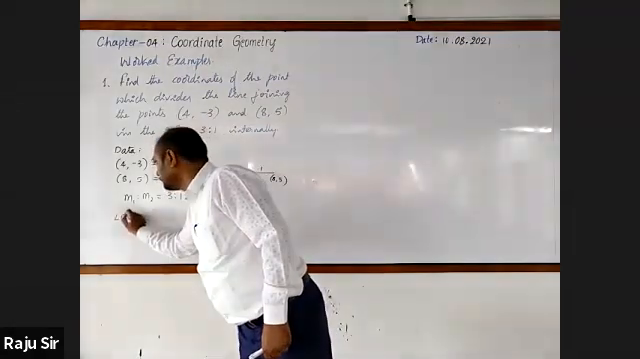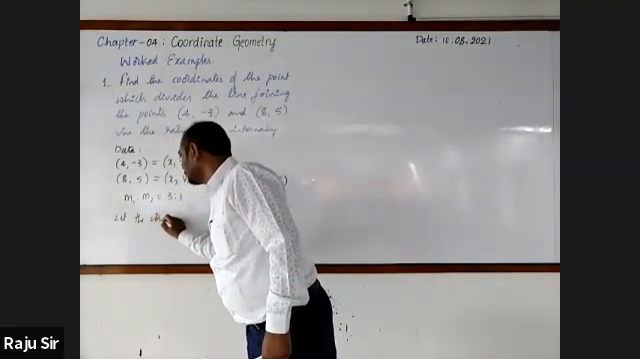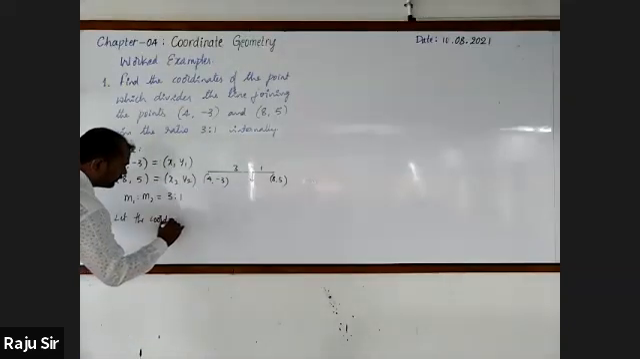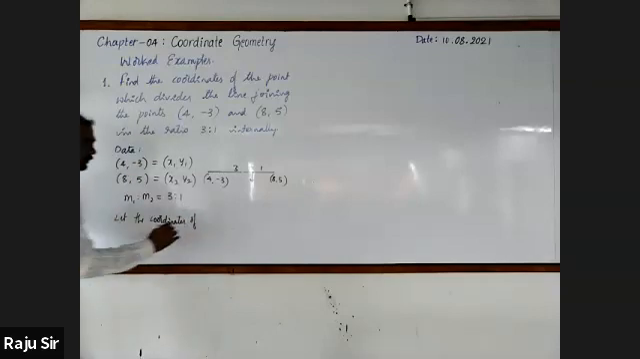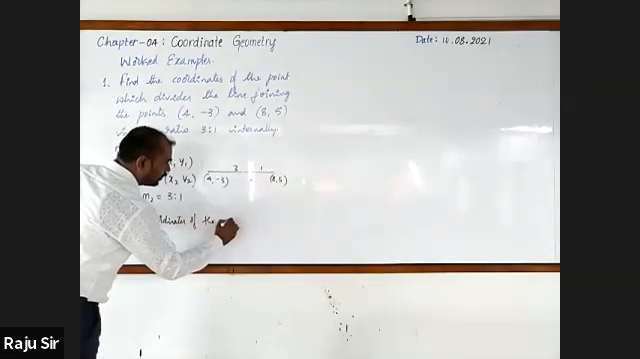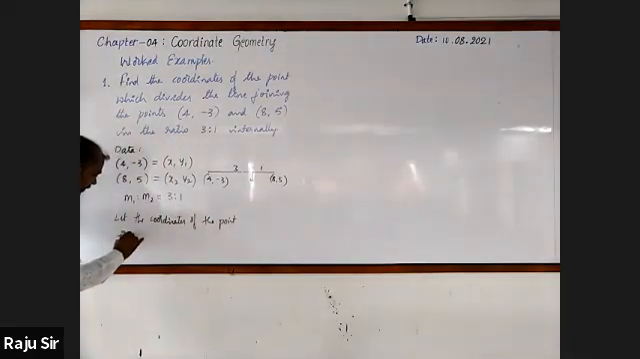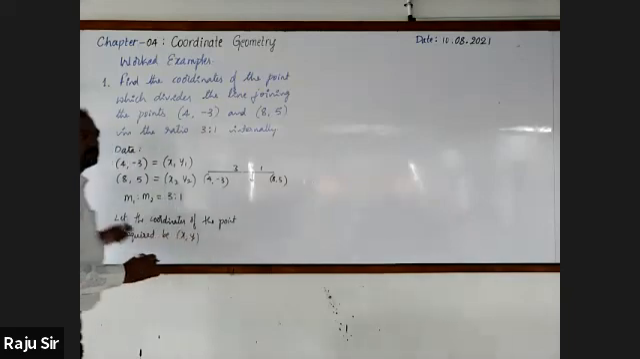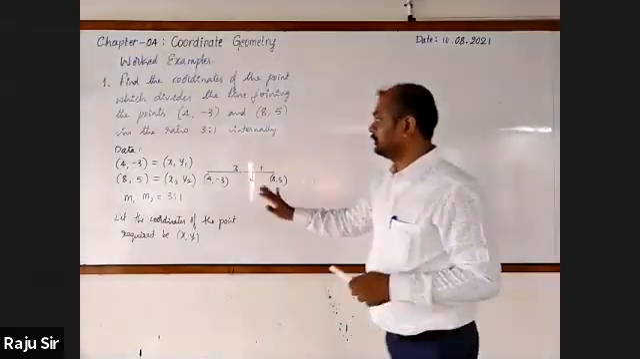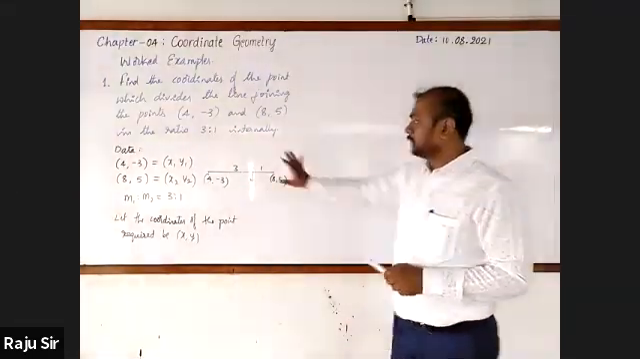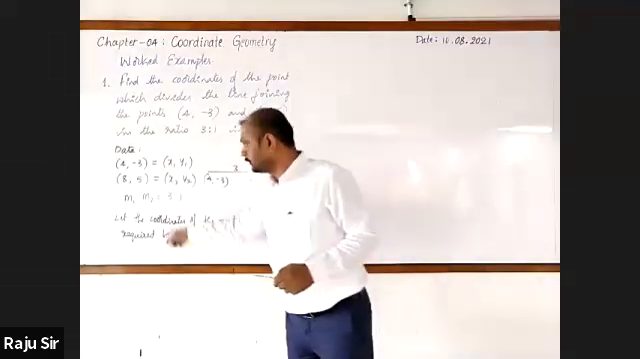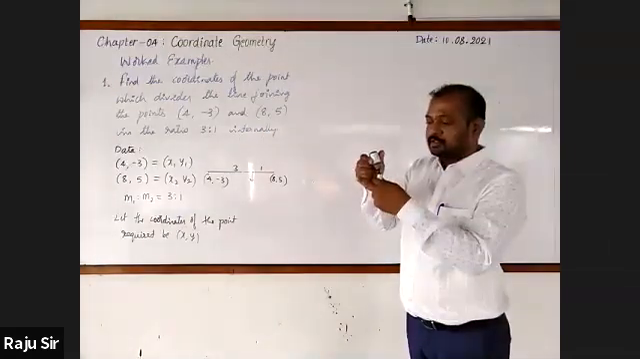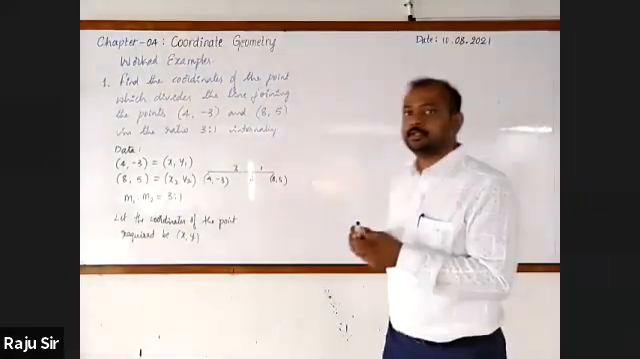Below this, let the coordinates of the point required be x comma y. This figure is not compulsory, but this information is a must. After writing this much, you can go for using the section formula.